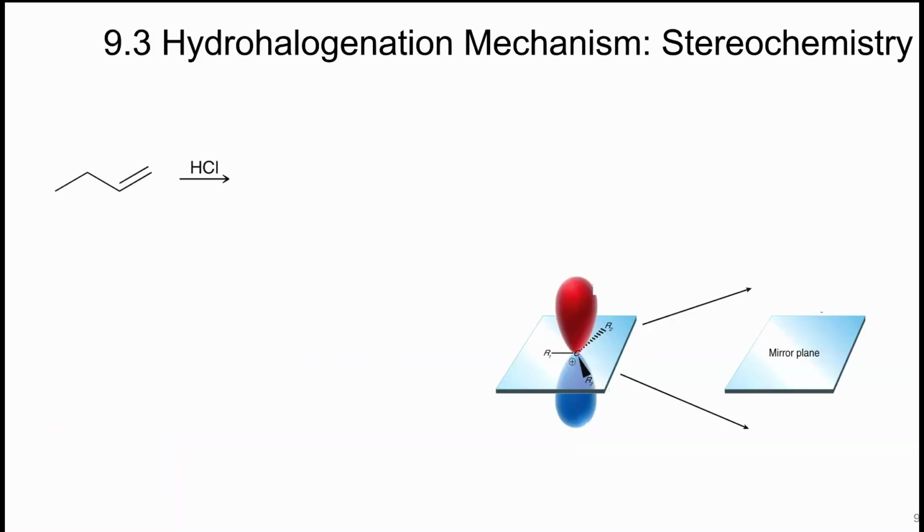When we do this reaction, there is stereochemistry involved. We go from a non-chiral alkene to creating a chiral center. When the carbocation forms, there are two products possible because the nucleophile can attack from the top side, or the nucleophile can attack from the bottom side.